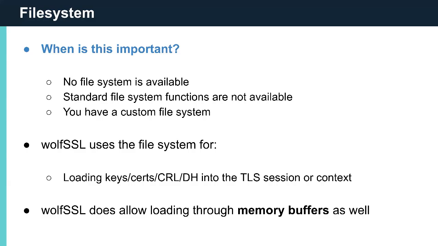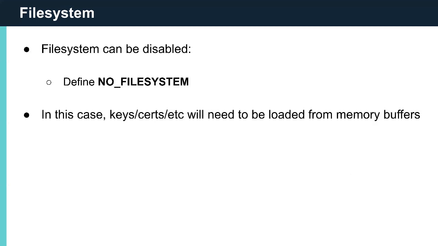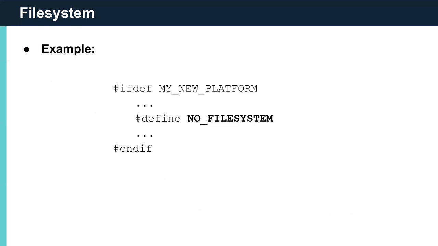For file system, we talked about this. You'll want to be concerned here if you don't have a file system, if your file system functions are different than our defaults or not available. We use the file system for loading keys, certs, CRLs, and Diffie-Hellman parameters into the TLS session and context. And like we talked about in the past, we do have a lot of buffer functions which allow you to use memory buffers instead of your file system. You can disable our file system use by defining NO_FILESYSTEM and then fall back and use our buffer APIs. This is just an example of defining no file system in your new platform section.